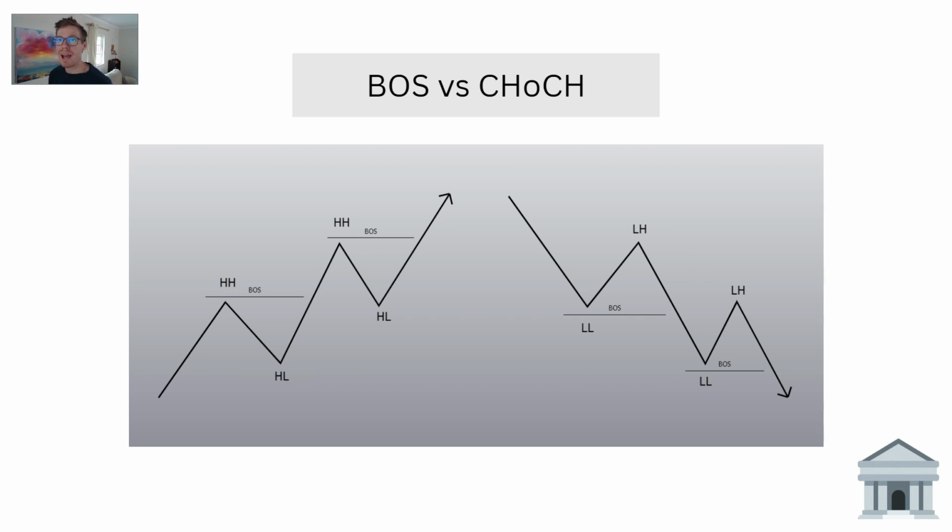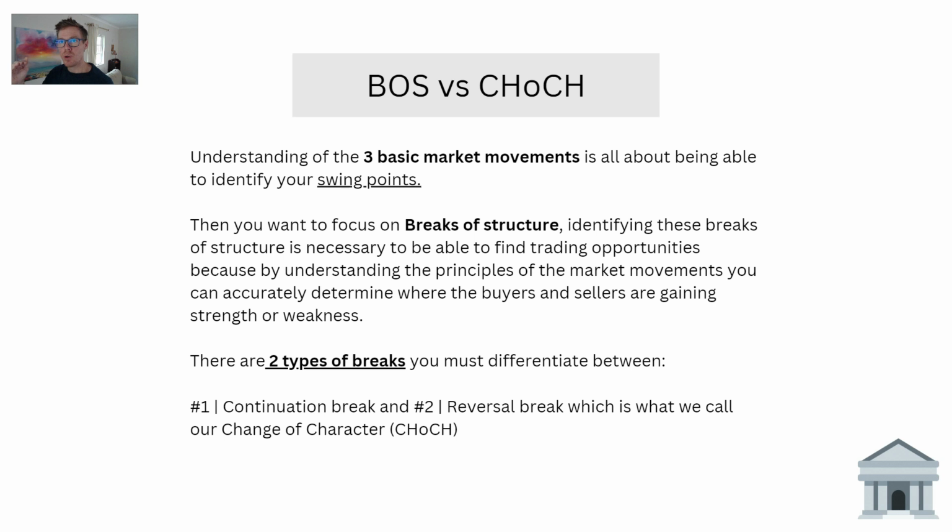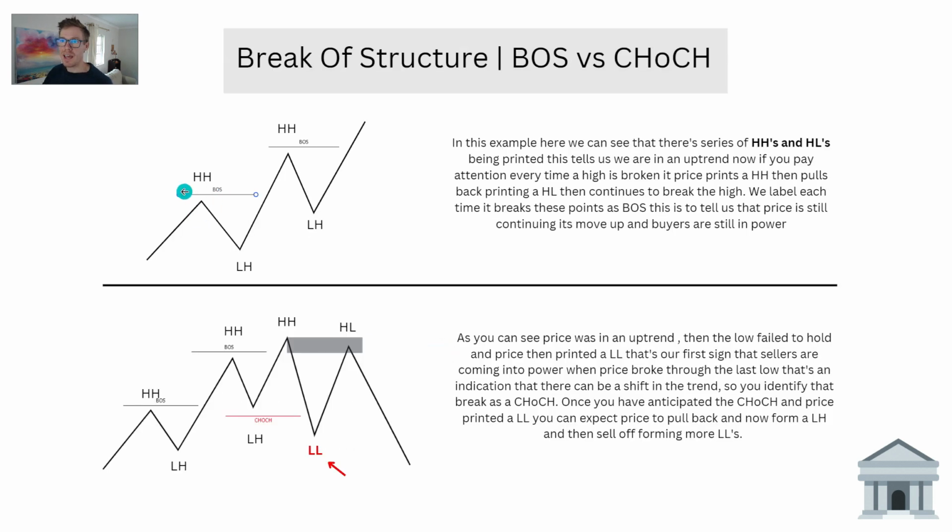You can understand where the buyers and sellers are gaining strength or weakness. There are 2 types of structural breaks to become aware of. Number 1, continuation breaks, and number 2, reversal breaks, which is what we call change in character. Here is the difference. So we get a set of higher highs and break in structures to the upside. So it's just showing a continuation.